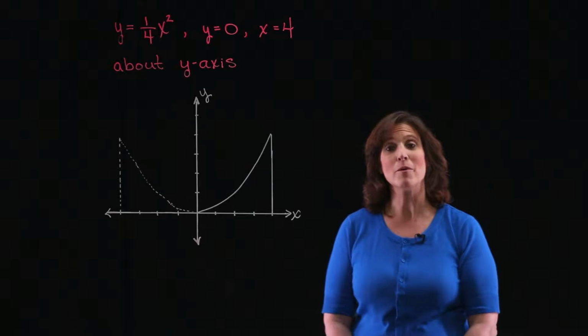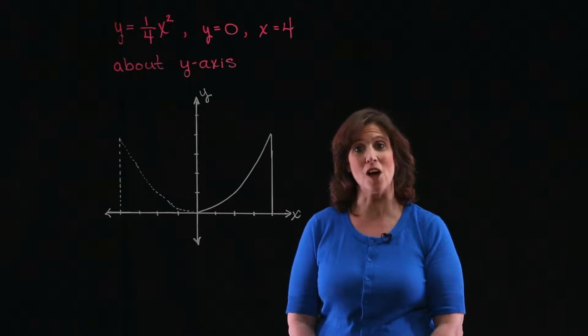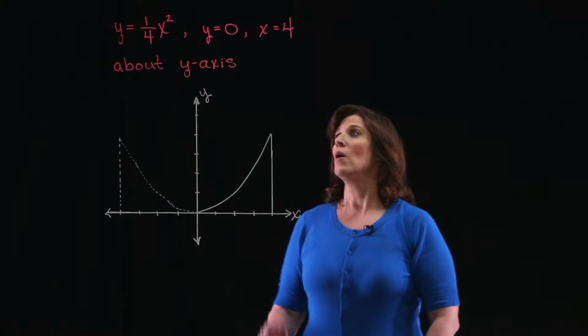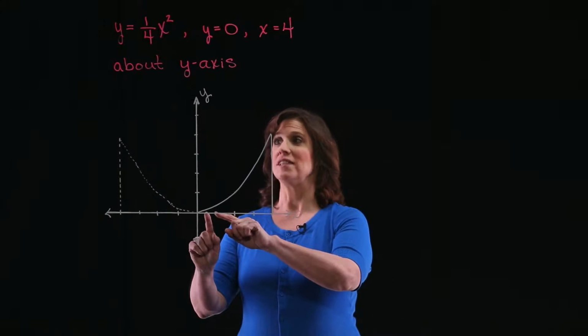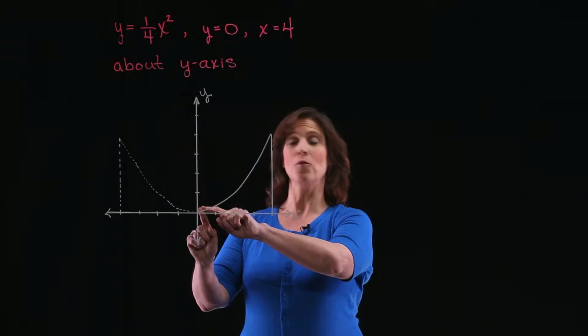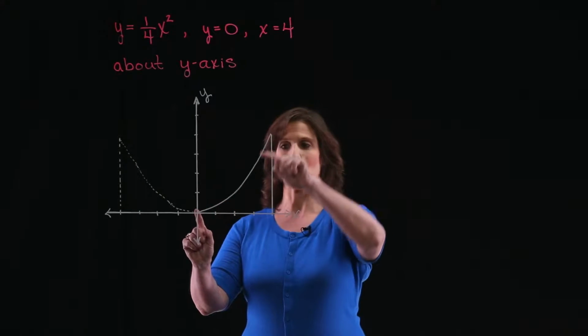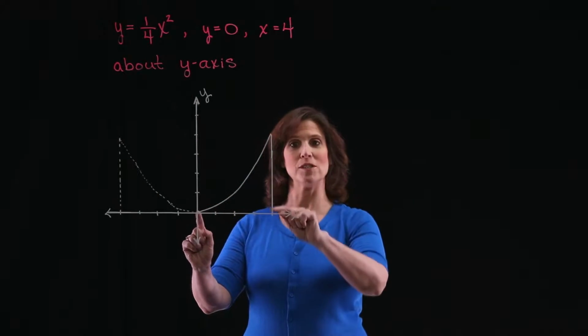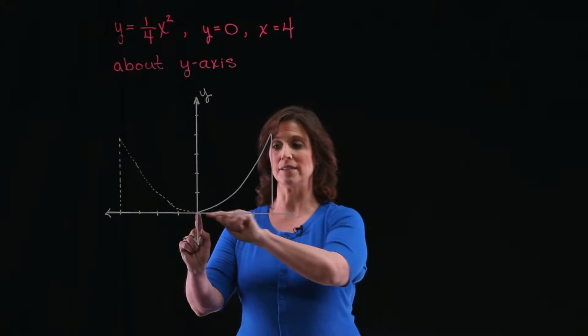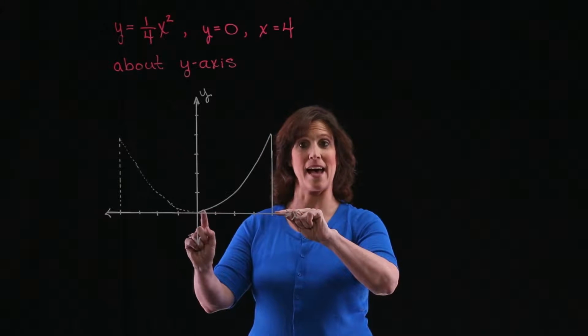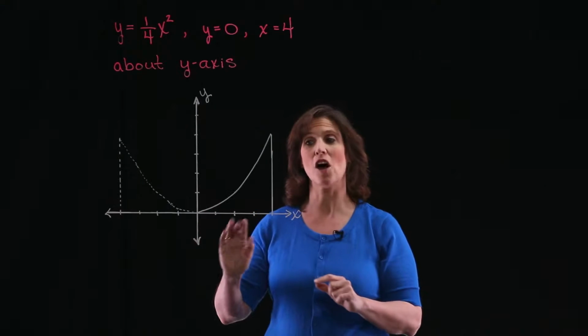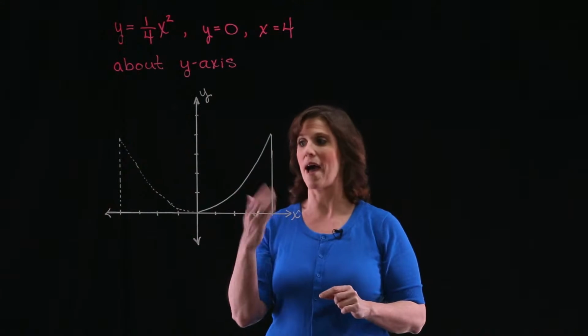Hi everyone, I'm Cheryl. In this problem, we're going to be finding the volume of a solid of revolution. We're going to take a look at a region that's bounded by y equals 1/4 x squared, that's this part of the parabola, x equals 4, which is a vertical line, and y equals 0, which is a horizontal line right along the x-axis. We're going to create a solid by revolving this region around the y-axis.